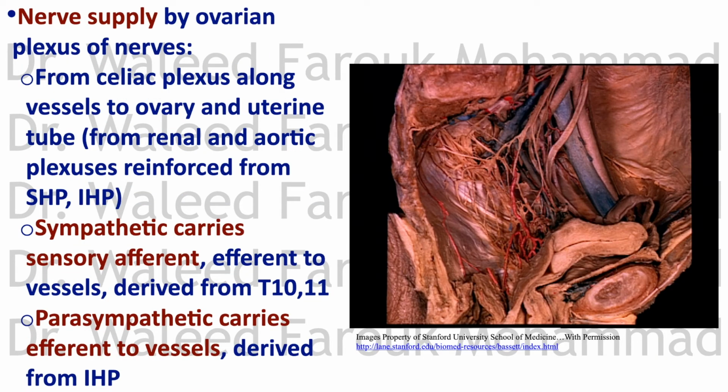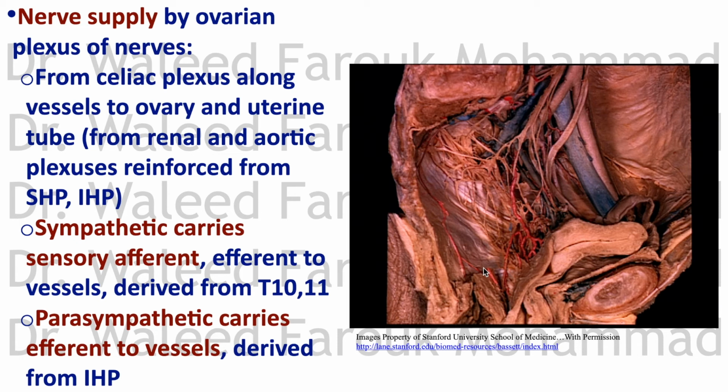The nerve supply of the ovary, the ovarian plexus of nerves, is derived from the celiac plexus, since the vessels come from the aorta, so it will bring with them extension from the celiac plexus along the vessels to the ovary and uterine tube. It is also reinforced by extension from the renal and aortic plexuses and by the superior and inferior hypogastric plexuses. As you can see here, this is the superior hypogastric, and this is the inferior hypogastric, forming on the lateral pelvic walls.